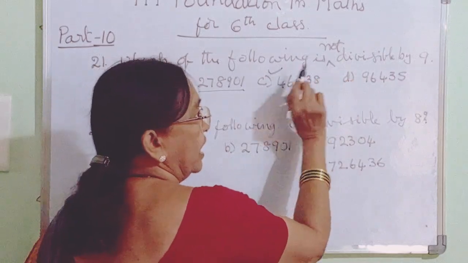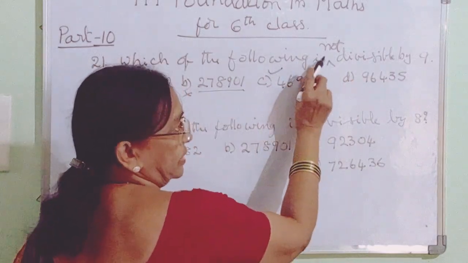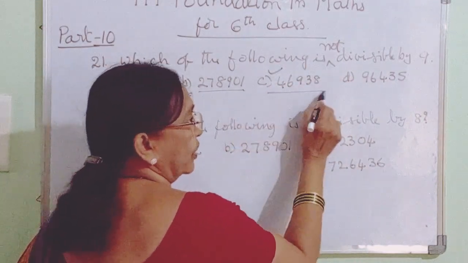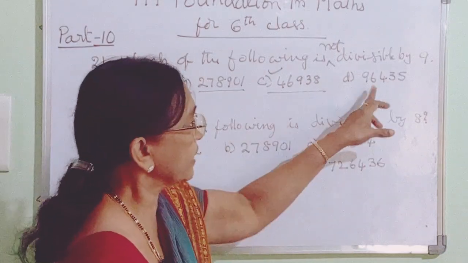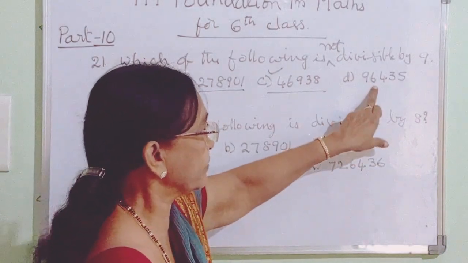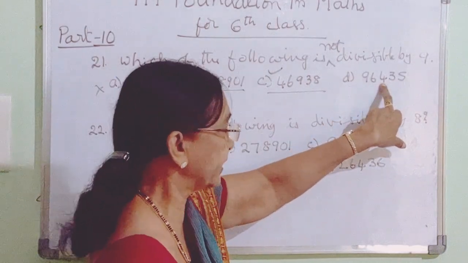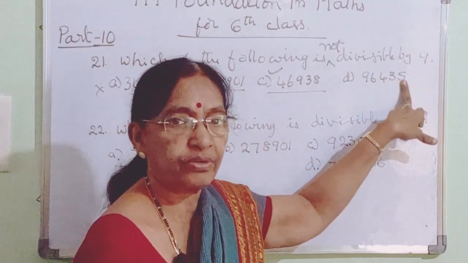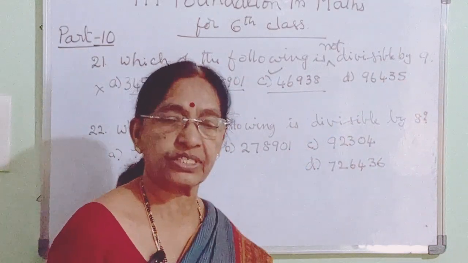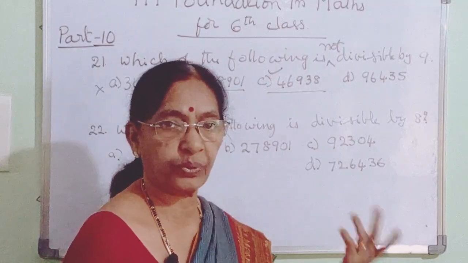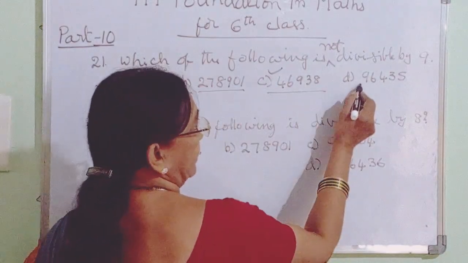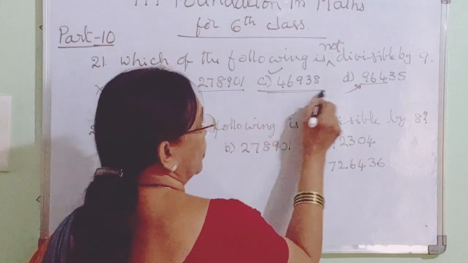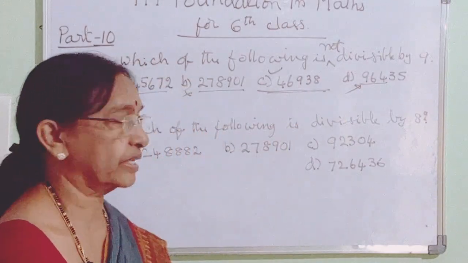Which of the following numbers is not divisible by 9? This is not divisible by 9. We will check this one also. 9 plus 6 is 15. 15 plus 4 is 19. 19 plus 3 is 22. 22 plus 5 is 27. 27 is divisible by 9. Therefore, the whole number is divisible by 9. Therefore, this is not the answer. So, option C is the correct answer.